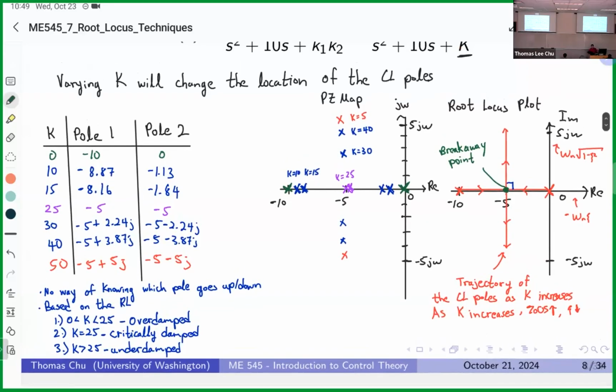Are there any questions? So this is the basics of what a root locus plot is, and we'll be talking about how we draw this in the coming sections.